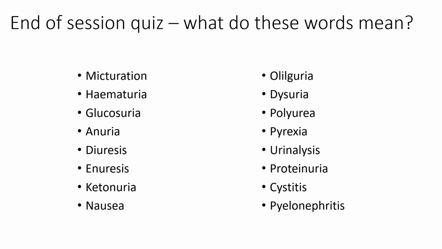So oliguria, we mentioned that just a couple of seconds ago, is a low urine output. Dysuria is difficulty or painful urination. Okay, polyuria is many wee-wees, so it's passing lots of urine. Pyrexia is having an increased body temperature. Remember, your normal core body temperature is 37 degrees Celsius, and the reason it is 37 degrees Celsius is because that is the optimum temperature for enzyme reactions to take place.